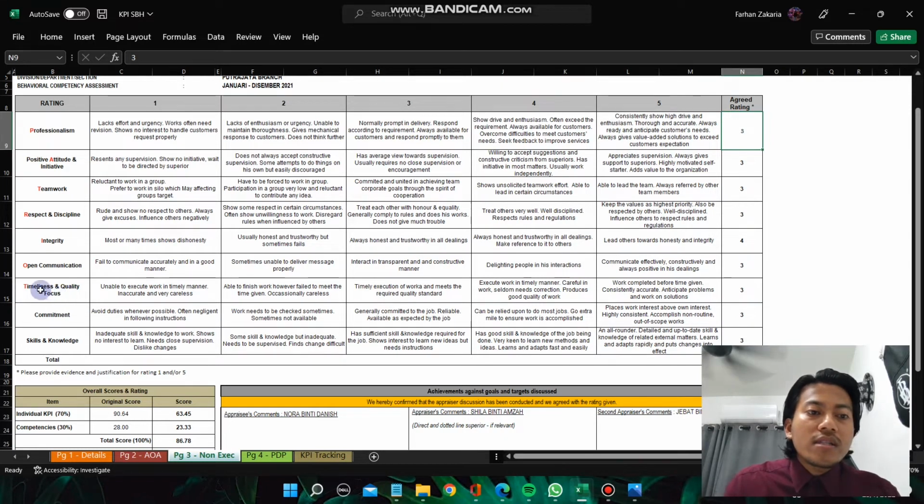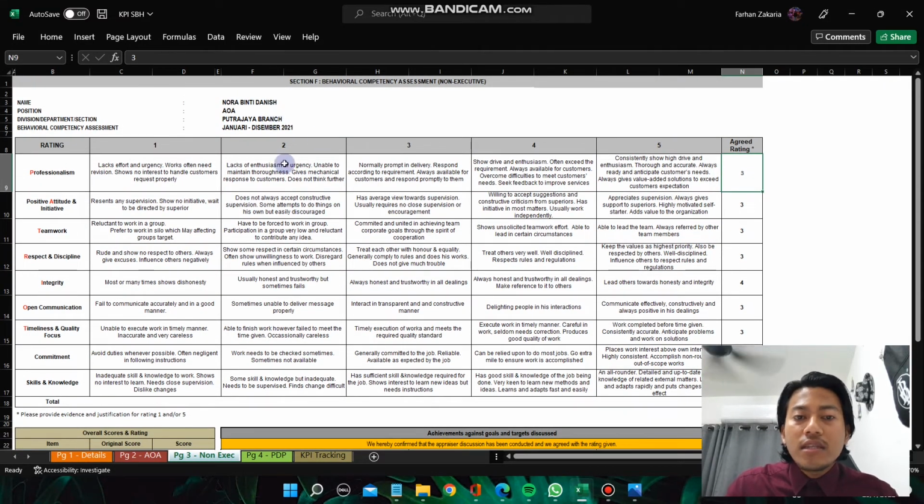The seventh one is timeliness and quality focus, also rated 3: timely execution of work and meets the required quality standards. The eighth one is commitment, also rated 3: generally committed to the job, reliable and available as expected by the job. The last one is skills and knowledge, also rated 3 as neutral: has sufficient skills and knowledge required for the job, shows interest to learn new ideas but needs instruction. So basically for this employee, Nora binti Danish, the rating is mostly neutral.